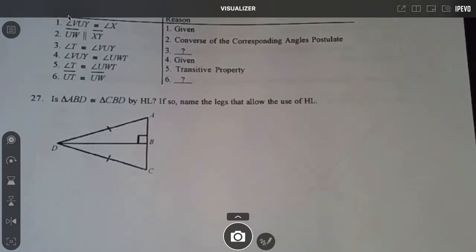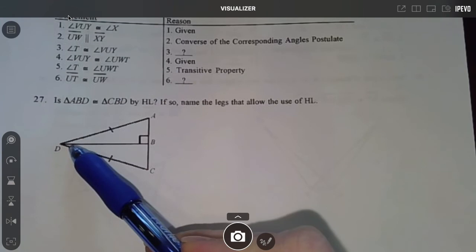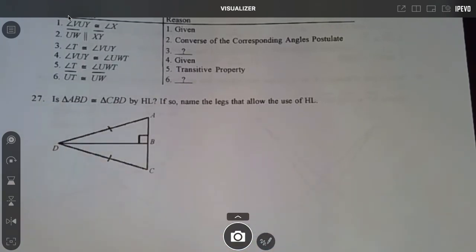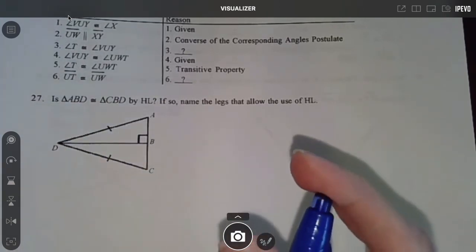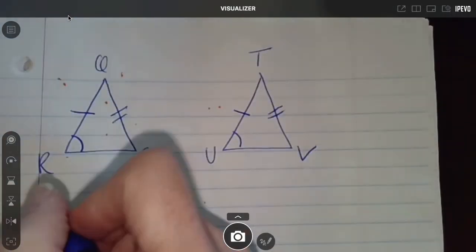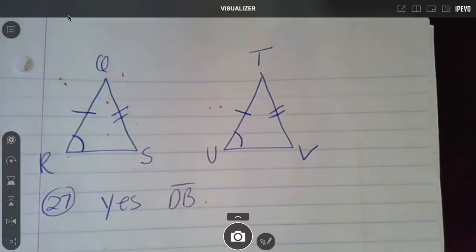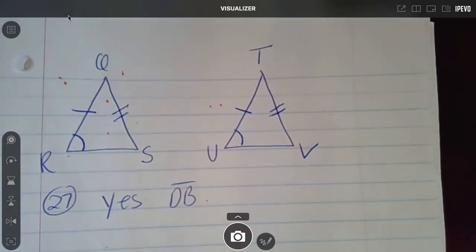It says, are these two triangles congruent by hypotenuse leg? Yes. Okay, because I have my hypotenuses are equal and that leg is congruent to itself, right? Name the legs that allow that to work. What is the name of that leg? DB or BD, whichever one, okay? So you would say on number 27, you would put yes, and then you would say DB. Does that make sense? Okay.